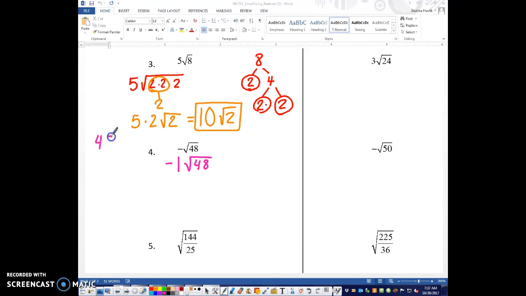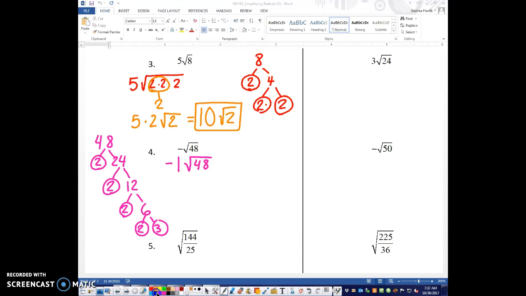So we have 48. Can 48 be divided by 2? With 24. Circle your prime number. Can 24 be divided by 2? Yes, with what? 12. Can 12 be divided by 2? Yes, with what? 6. Can 6 be divided by 2? With 3. And those are both prime numbers.